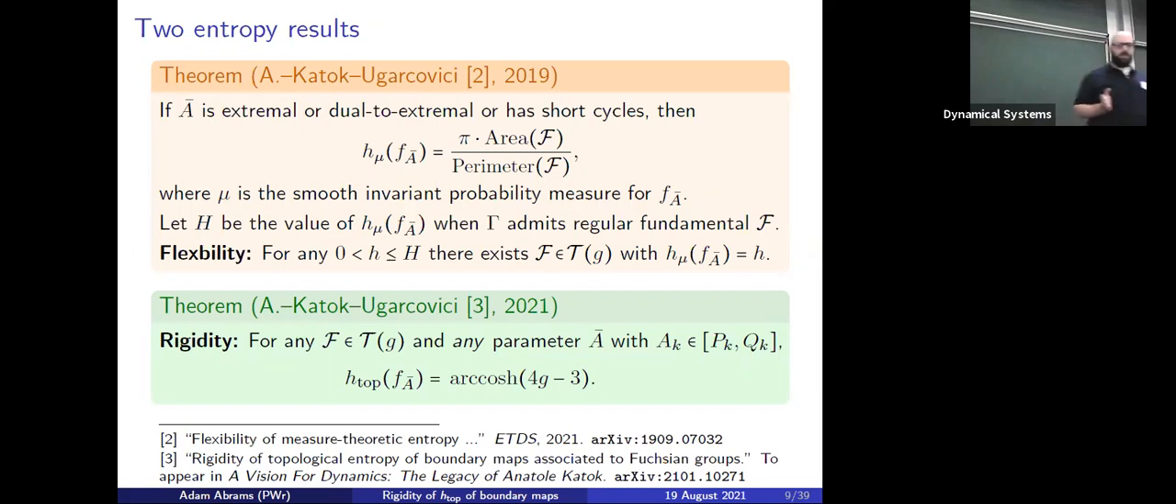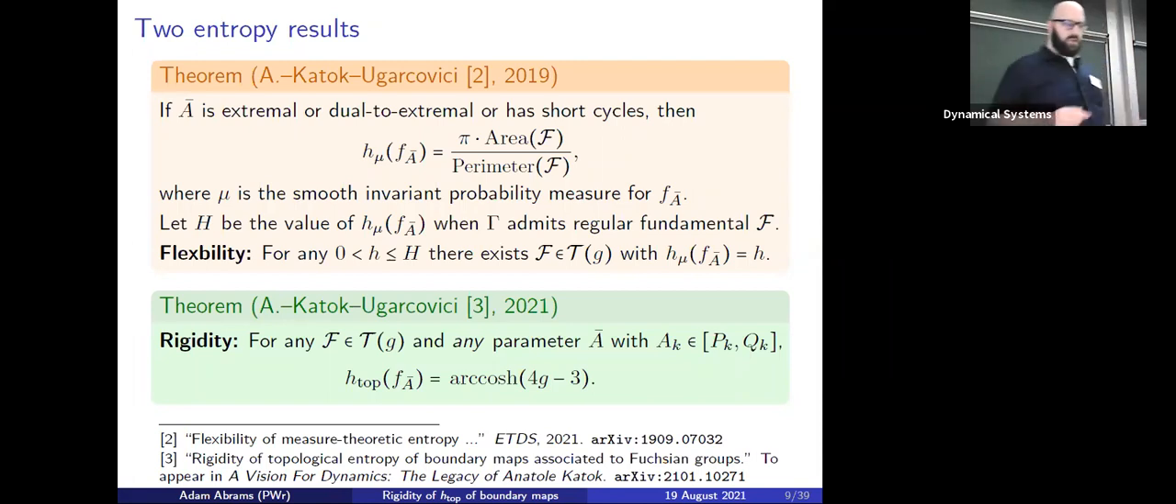So it is kind of surprising that we have these 2 very different results. The flexibility result, so flexibility means that you can, in some sense, get any value for some dynamical property. And it turns out that as you change in Teichmüller space, the measure-theoretic entropy of this boundary map with respect to its smooth invariant probability measure can take any value between 0 and some maximum that depends on the genus. For topological entropy, you can change the polygon, you can change the parameter, and the entropy is never going to change. So the topological entropy is always exactly the same, and that's what I'll prove today.